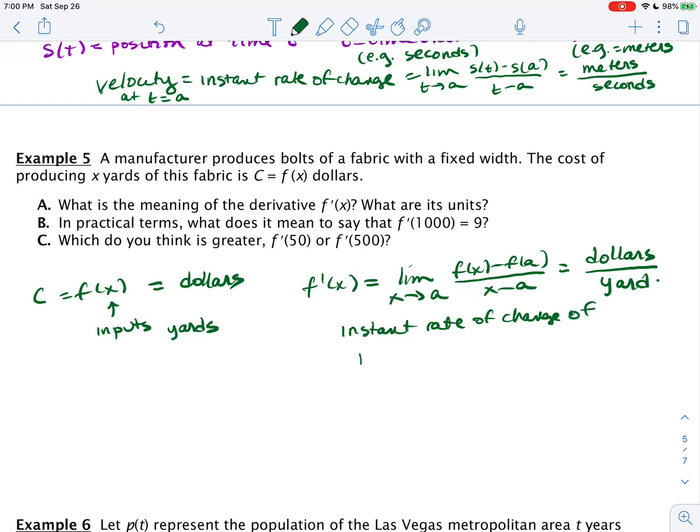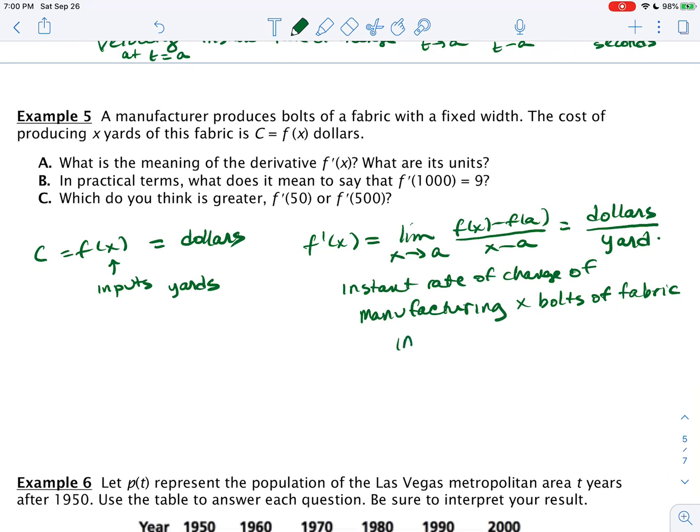of manufacturing bolts of fabric, in dollars per yard, right? So f prime of x is going to give you a formula to calculate what it costs to manufacture a bolts of fabric in dollars per yard.